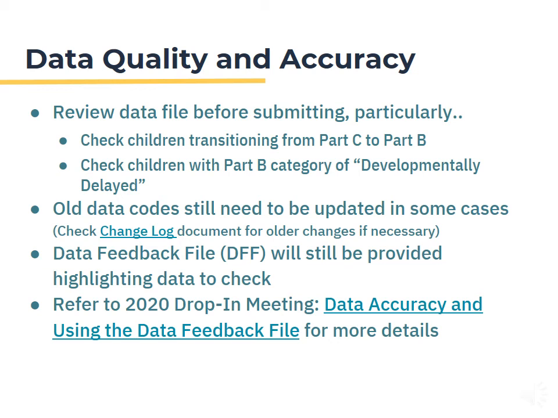A couple things to be checking for particularly are for children transitioning from Part C to Part B, and make sure that those age-related categories have been updated. Also, you can check for children with Part B category code of developmentally delayed, and make sure if they've aged beyond the age that your state allows for developmentally delayed, that those codes have been updated. There are also some data codes from the past where we've made changes to the child count that might still be in your child count, and those may still need to be updated as well. So looking again at that change log might be helpful.